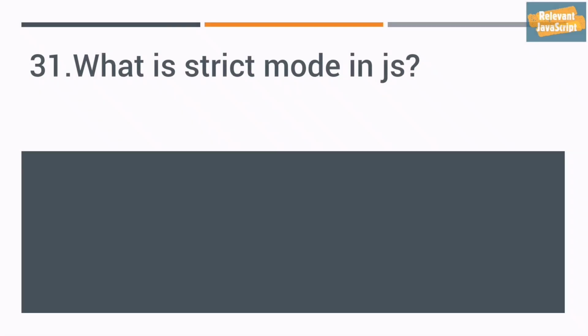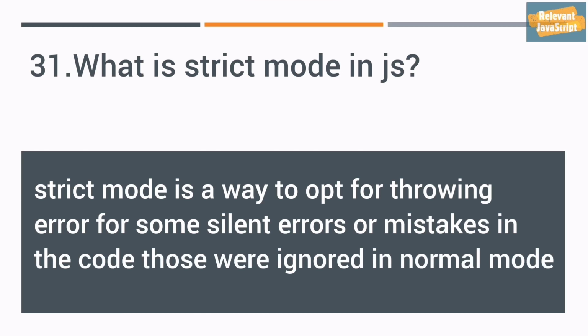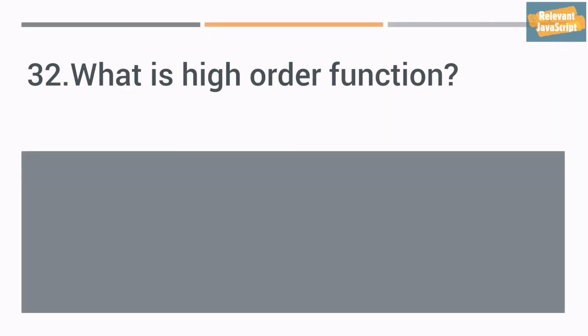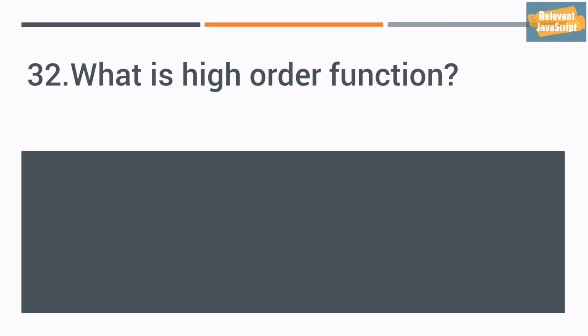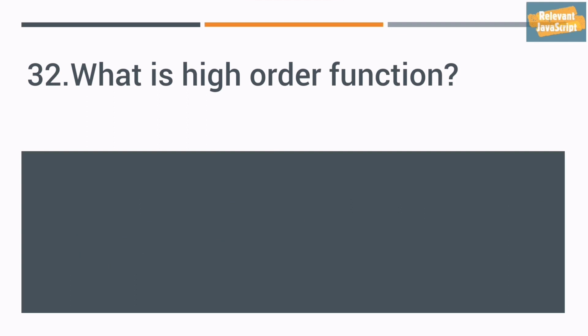Question number 31. What is strict mode in JS? Strict mode is a way to opt in to throwing errors for some silent errors or mistakes in the code, those that were ignored in normal mode. Question number 32. What is a higher-order function in JavaScript? A higher-order function is a function that takes functions as arguments or returns a function as its result.